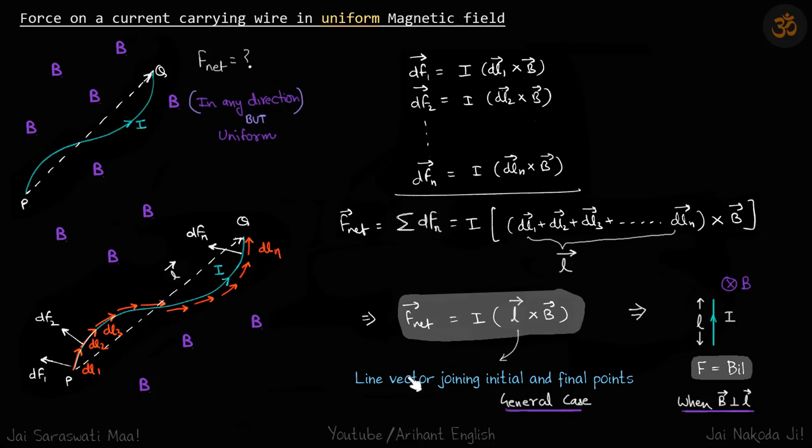So now we can say F net is equal to I into L cross B, where L is a line vector joining initial and final points. B can be in any direction. This is a very important formula.